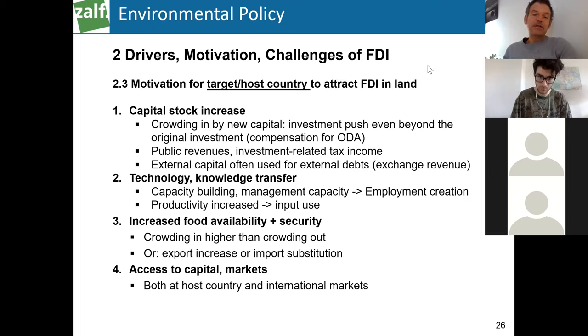And technology transfer is capacity building, management capacity is one issue on productivity increase, input use, and increase of food availability, security, of course, and crowding in higher than crowding out. That would be also very important. If a country like Tanzania lets in an investor, they have biofuel guidelines, for example, that it is not allowed to have crowding out effects. That means the products have to stay in the country until they are processed. And these kinds of measures each country undergoes normally.